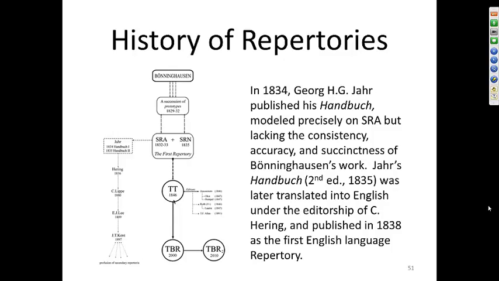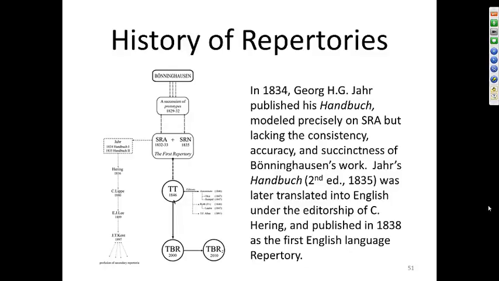Before we actually get into the description of how to look at this recombination process, I just want to go through what happens with these other repertories so you can get a sense of the difficulties that occur. So in 1834, Jahr publishes his handbook, which is modeled on the SRA, but it lacks the consistency, the accuracy, and the succinctness of Bönninghausen's works. And then Jahr's second edition, 1835, is the one that's translated into English under the editorship of Constantine Hering, and eventually published in 1838 as the first English language repertory.